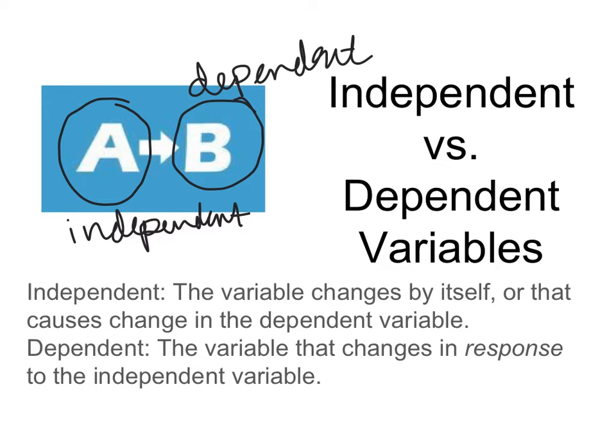So for example, if you had a job and you were paid money based on how many hours you worked, then the independent variable would be the hours and the dependent variable would be the money. Because how much money you have depends on the number of hours you work. The number of hours you work doesn't depend on the money, it's the other way around.